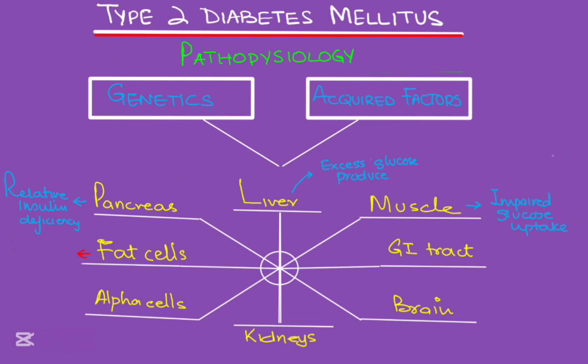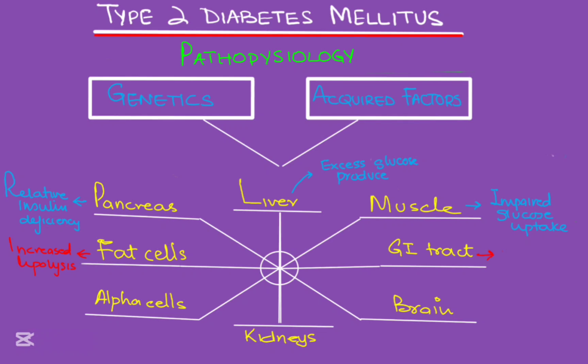Now, what about the fat cells? How do they contribute to diabetes? In the fat cells, there is increased lipolysis, leading to the excess breakdown of triglycerides into free fatty acids. These free fatty acids not only contribute to the insulin resistance in the muscles and the liver, but also promote inflammation, further impairing glucose metabolism.